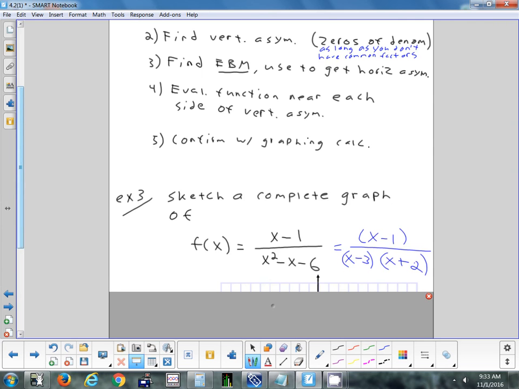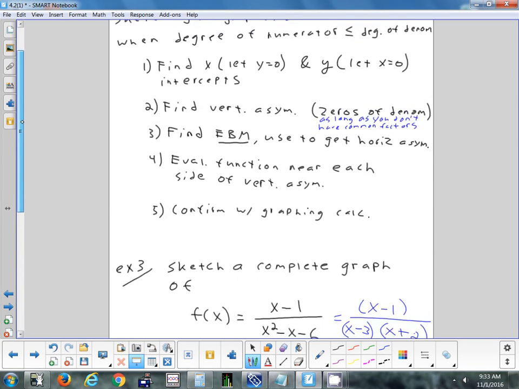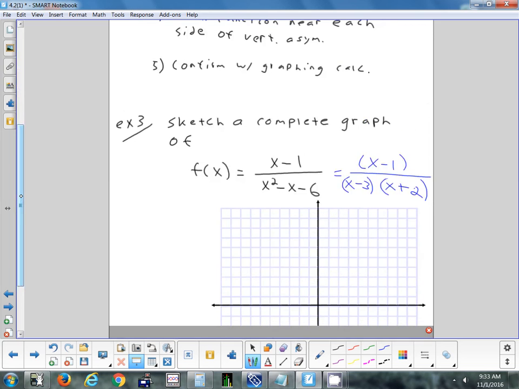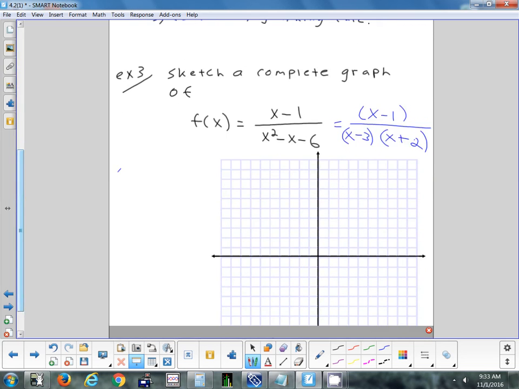So now I'll go through all the steps and see what I can do. Let's find the intercepts. I'll start with my x-intercept. To find my x-intercept, what letter do I let equal 0? Y. Let y equal 0. Remember, that's y. So if you set this fraction equal to 0, you'd have 0 equals that fraction. What's the only way that a fraction can equal 0? Brad?